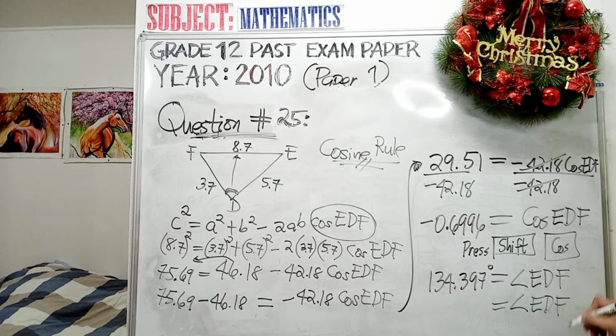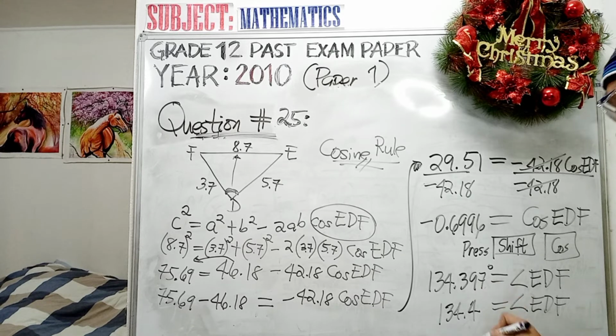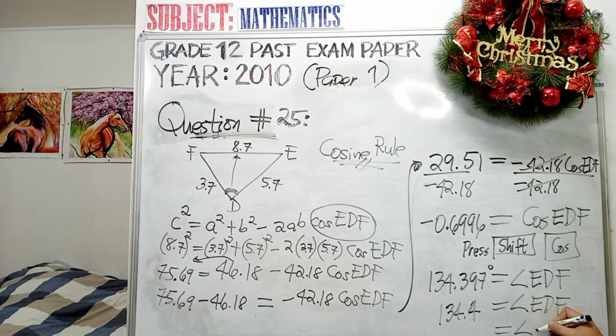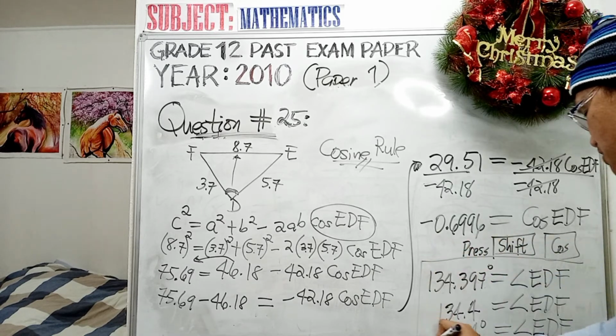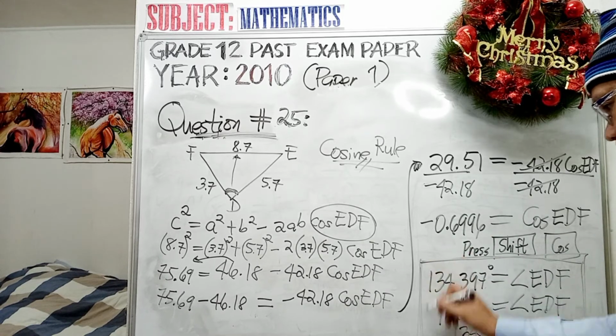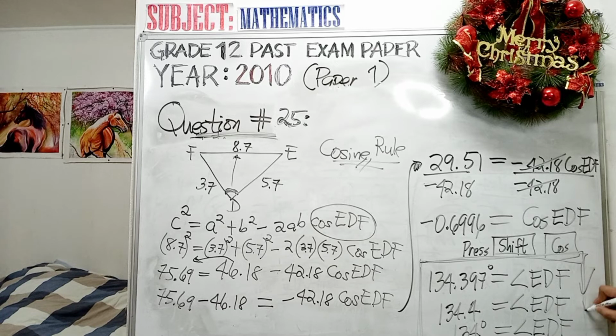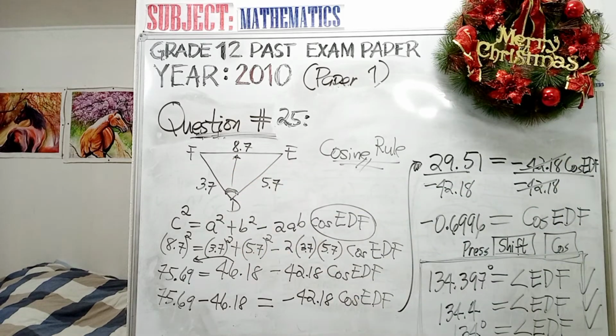So angle EDF is equal to 134.4, or the final answer, if you are asked to give your answer in a whole number, angle EDF is 134 degrees. Any of these three is the correct answer, depending on the question. So this is how you are going to work out a non-right angle triangle given the three sides of the triangle, when you are asked to find the angle. Take note of that.